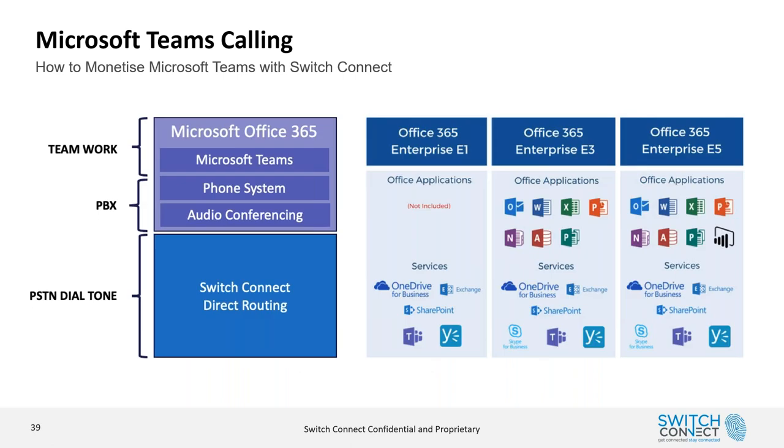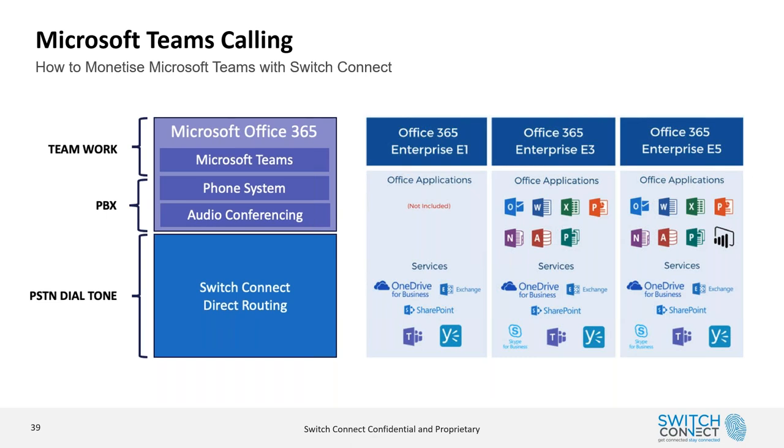Where does it all fit into the Office 365 stack? So with all your Office 365 licenses now, you get the Microsoft Teams license from a collaboration point of view. This necessarily doesn't include the phone system and PSTN calling. So in order to roll out phone system, you do need to have an E-Series license.